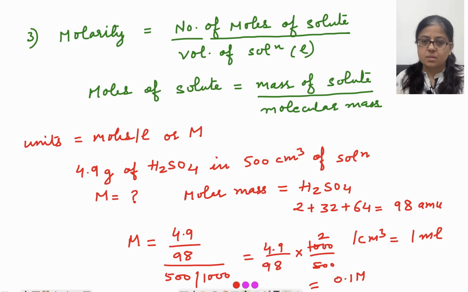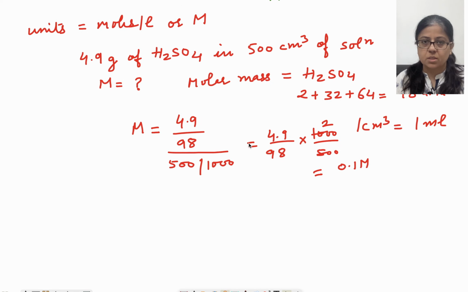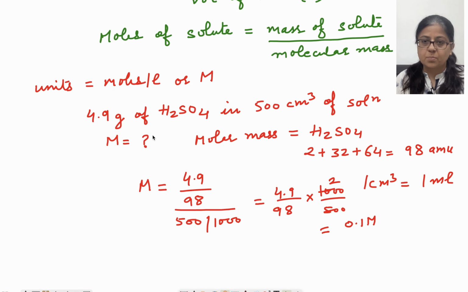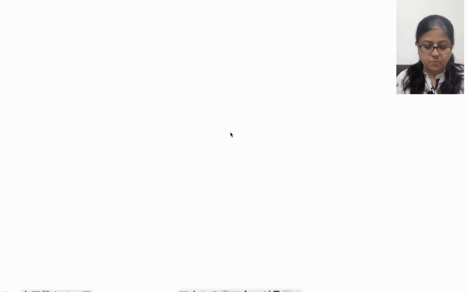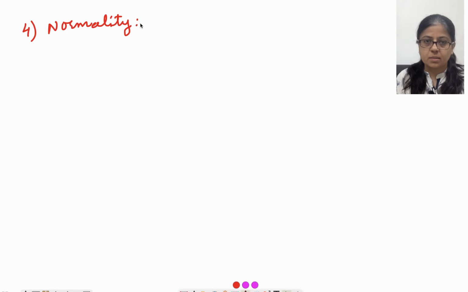So this is the molarity of the solution, and this is the simplest of the numericals that we have solved for the calculation of molarities. Let us discuss the next term, which is normality. What is normality?